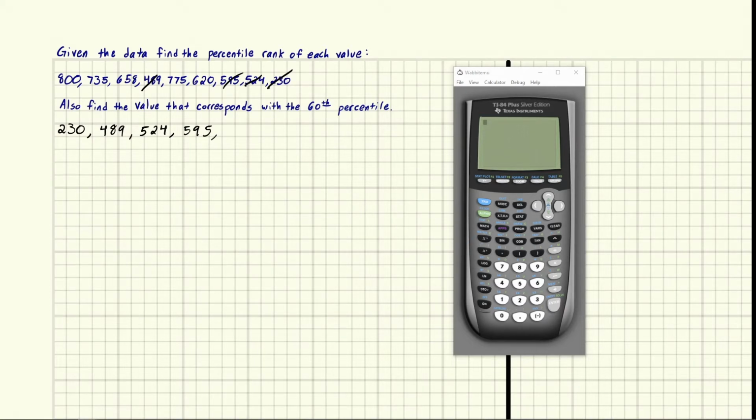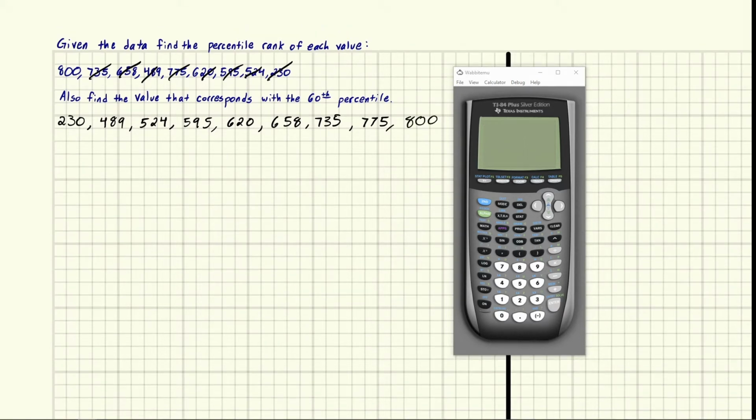After that, 620. I take my time because it's super easy to make a mistake here. Probably the number one mistake I see made is on this step, and it ruins the rest of the problem. 658. 735 is our next one. And then we have 775 and 800.